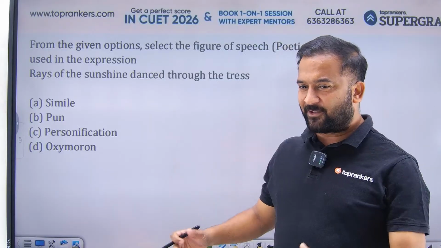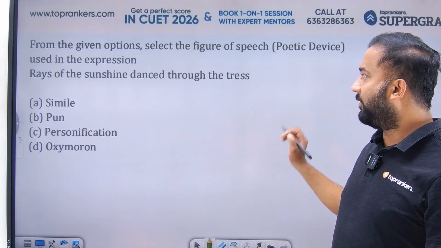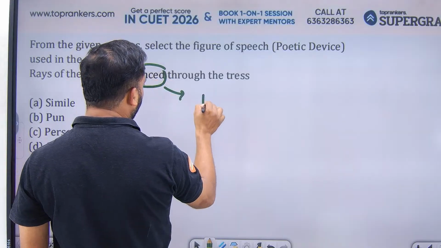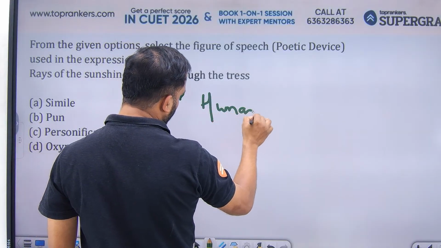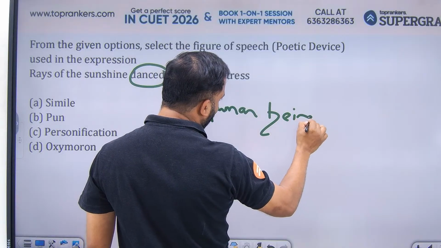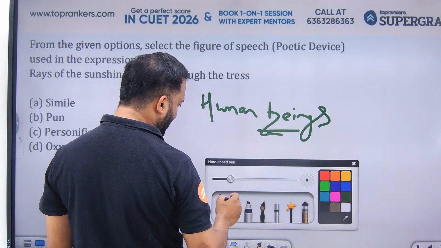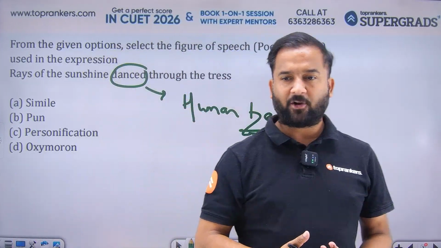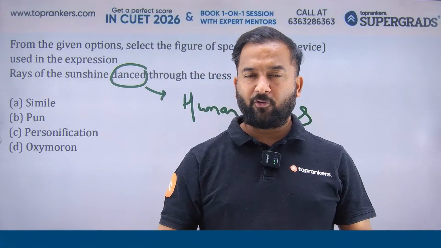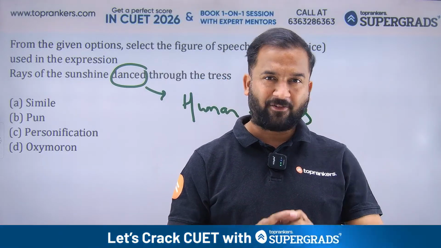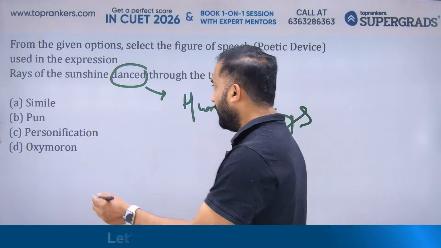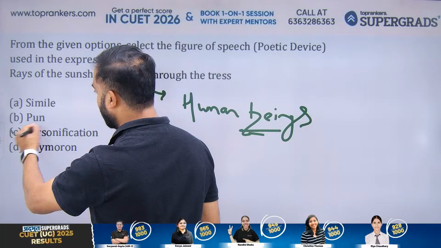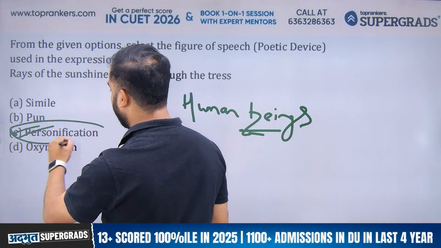So that was our first question. Rays of sunshine dance through the tree. Now, dancing is something, students, that we associate with human beings. So when we apply these human traits to inanimate objects, that figure of speech is personification, given in option C, and that would be our correct answer, students.